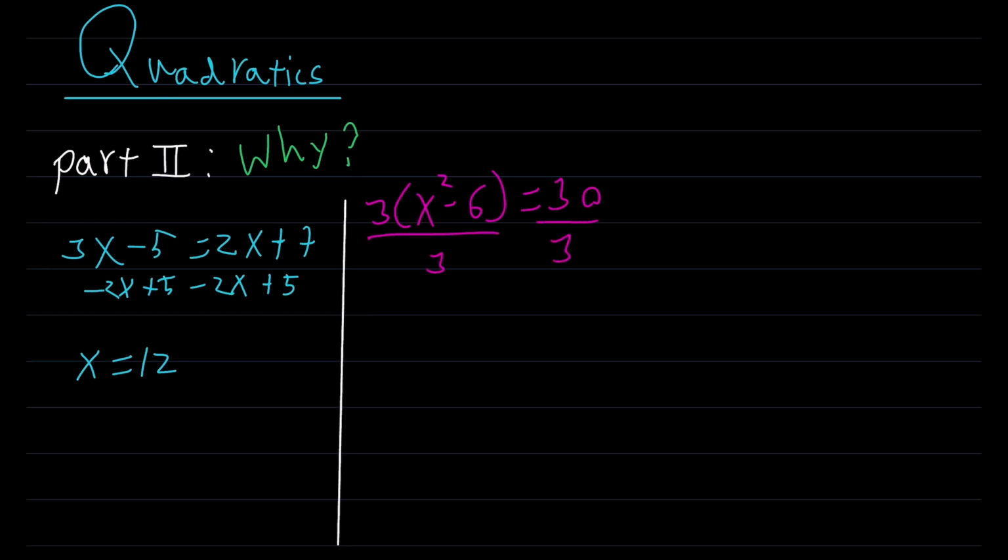I'm assuming you've given it a shot, but the basic idea is the same. You just want to get x by itself, so you start off by dividing by 3 on both sides. You end up with x squared minus 6 equals 10. And then we just add the 6, we get x squared equals 16, and from there you square root both sides. And you have x equals plus or minus 4.